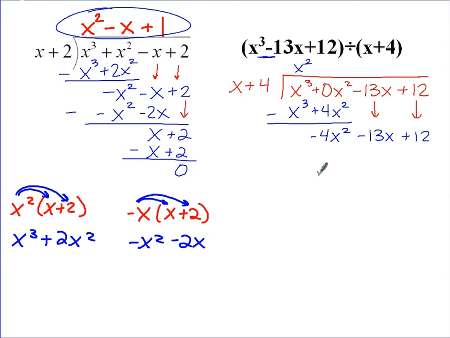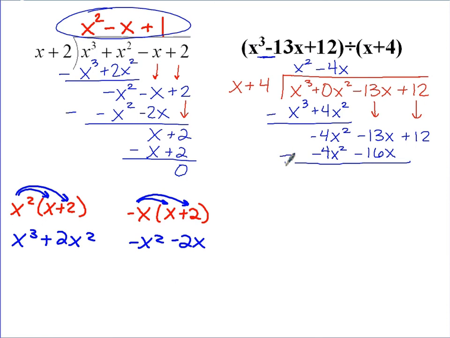I repeat the same step again. X times what is going to get me this minus 4x squared? And that's minus 4. I'm going to do the distributive property. I'm going to multiply negative 4 by both things over here in this x plus 4. So negative 4 times x. Oops, I forgot the x. There should be an x up there. Negative 4x times x is negative 4x squared. And negative 4x times 4 is negative 16x.